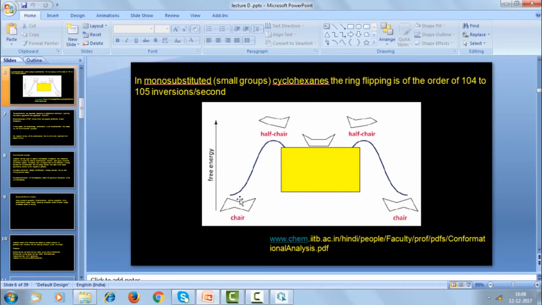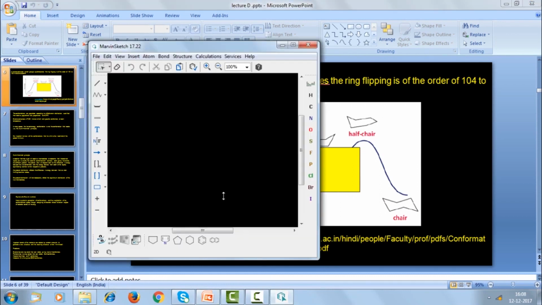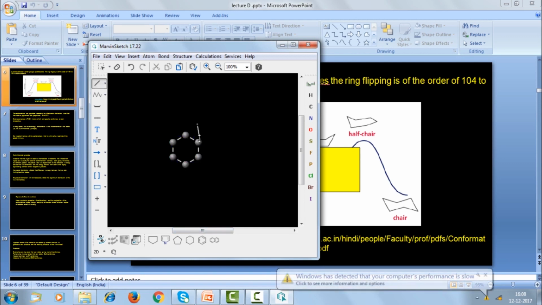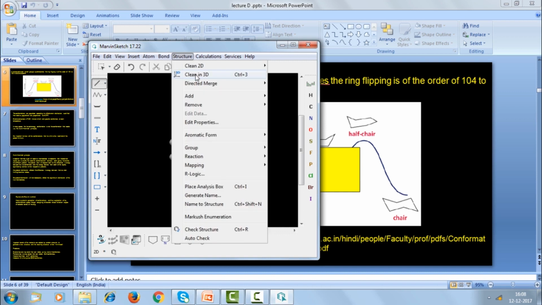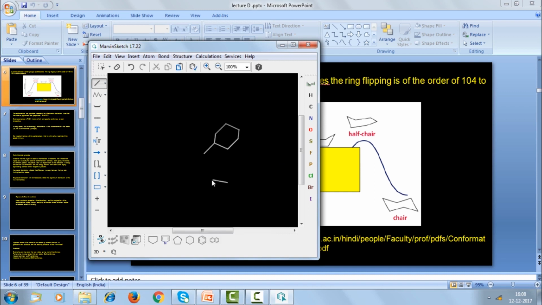As I had mentioned before, we can look at the Marvin sketch. For example, this is cyclohexane, and this is a substituted cyclohexane. So, we can say structure clean in 3D. So, we have the 3D version of this.